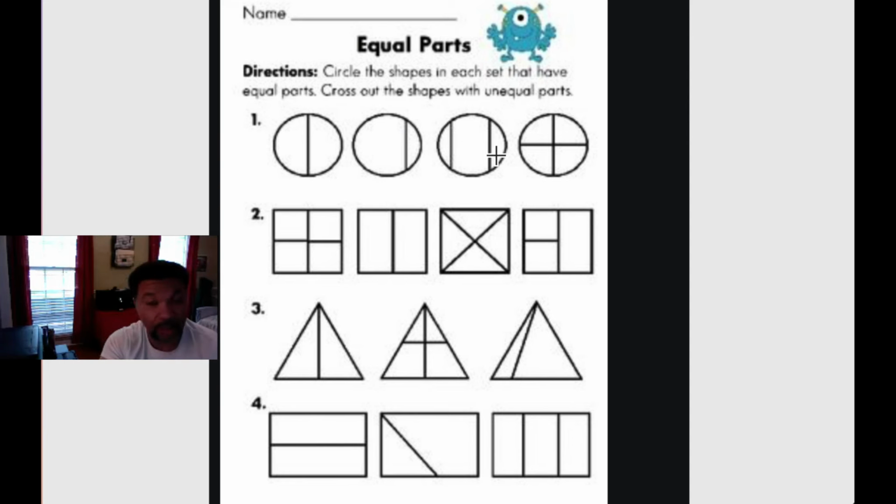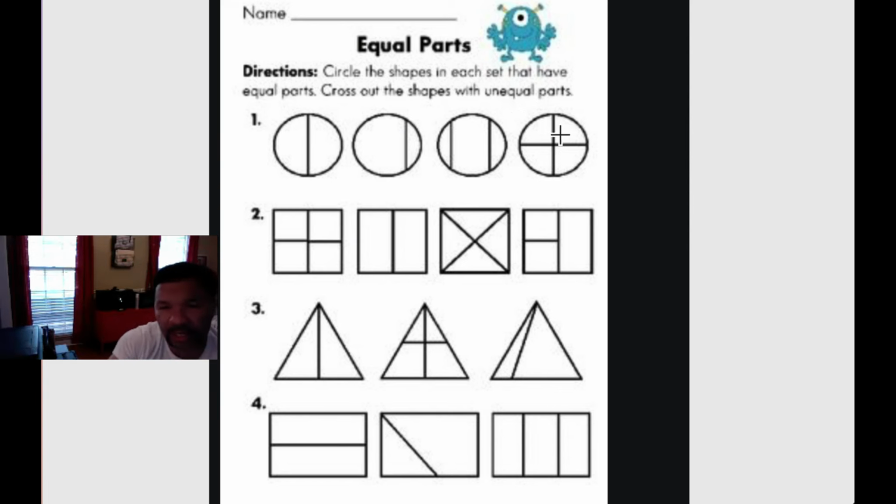It's three sections, that's one thing, and they're not the same shape or same size for each section. So is this equal or unequal? Unequal. Unequal means not, so it's not equal. Very good. What about this one here?